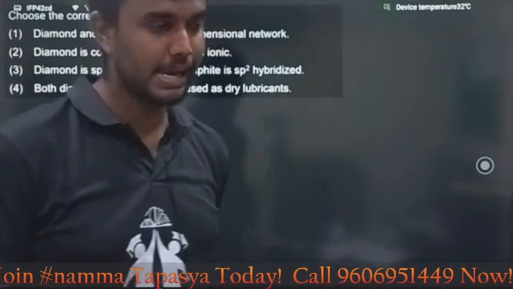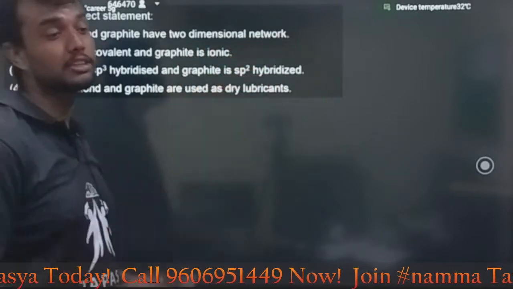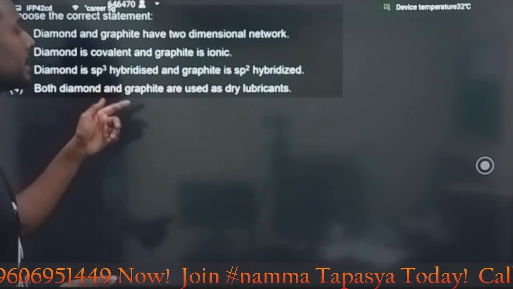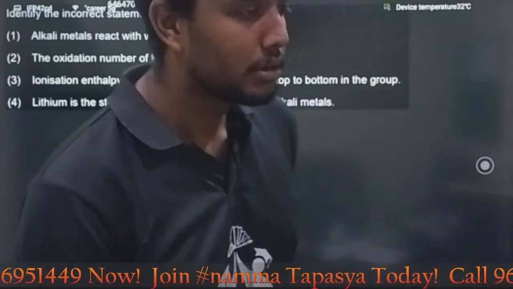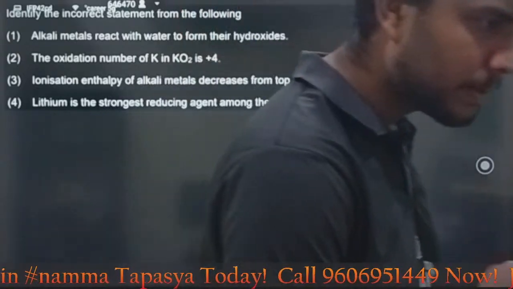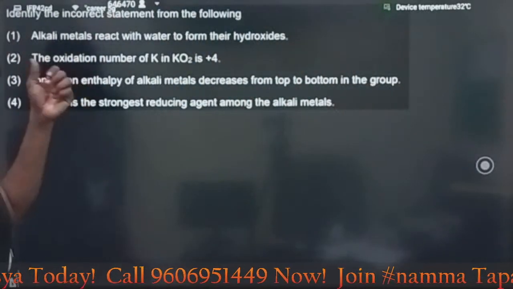It is a non-conductor of electricity, but in the case of graphite we have a hexagonal array like this, smooth, that's why it is a conductor. Okay, if you come for the next option, both diamond 4, how can it be plus 4? How can it be plus 4? How can it be plus 4? That's why the answer is option B.